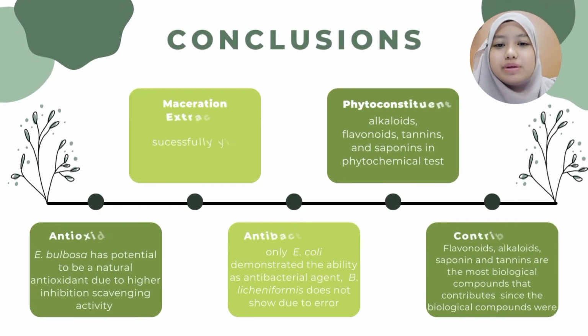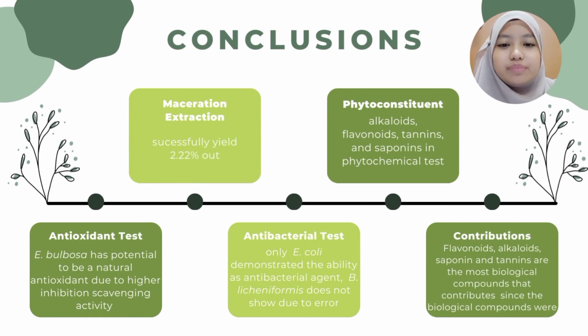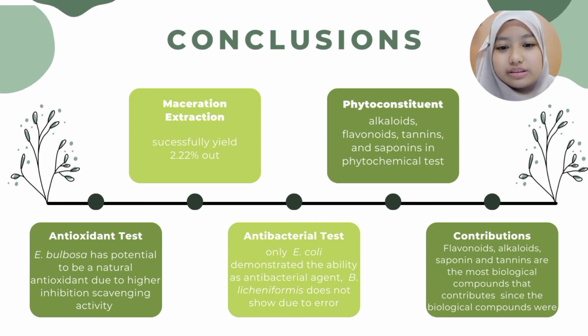For conclusion, the ME process was able to yield 2.22%, while alkaloids, flavonoids, saponins, and tannins tested positive in phytochemical tests. E. bulbosa is a good natural antioxidant, and only E. coli was able to be an antibacterial agent, while B. leconiformis was not, due to some error. Hence, the biocompounds in E. bulbosa contributed most to each activity and task.